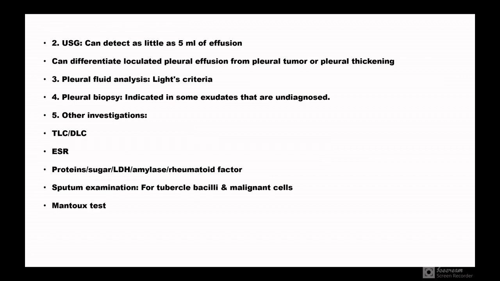Now the other thing we can do is pleural biopsy, which indicates some aggregate data for diagnosis. Other investigations we can do are TLC, DLC, ESR, protein, sugar, LDH, amylase, rheumatoid factors. We can do sputum examination also, for tubercular bacilli and malignant cells. Mantoux test we can do because TB is associated.